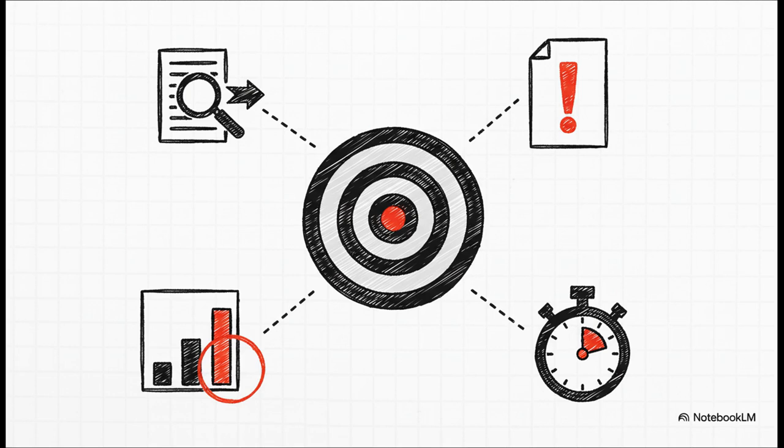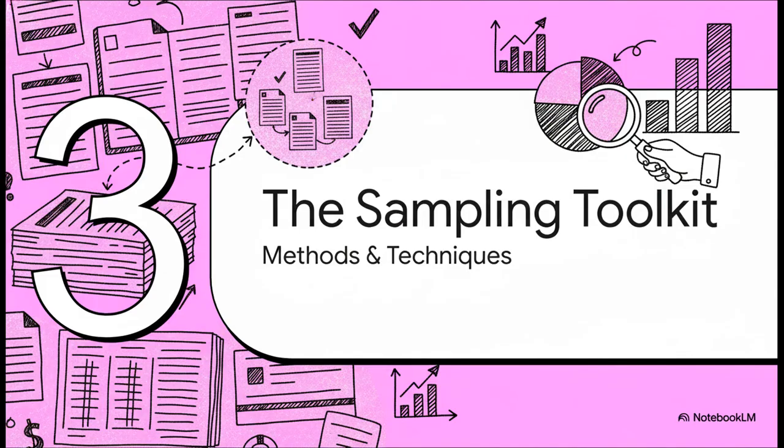Auditors use sampling to gather just enough evidence to spot what are called material misstatements. And all that really means is errors that are big enough to actually mislead someone who's reading the financial reports. And of course, they have to do it all in a reasonable amount of time to make the whole audit practical. So, how do they actually pick the sample?